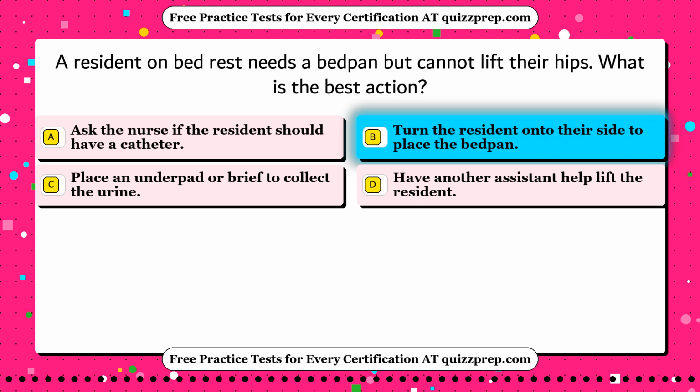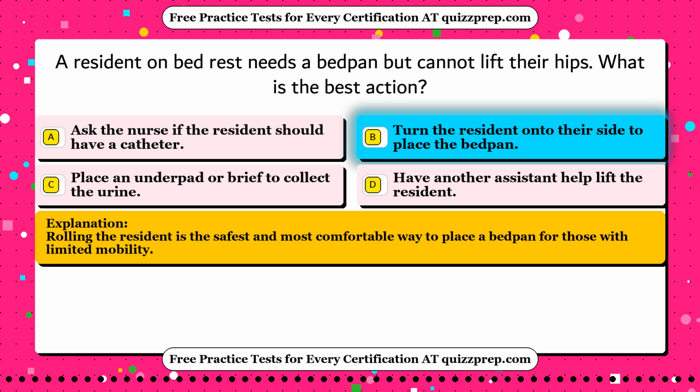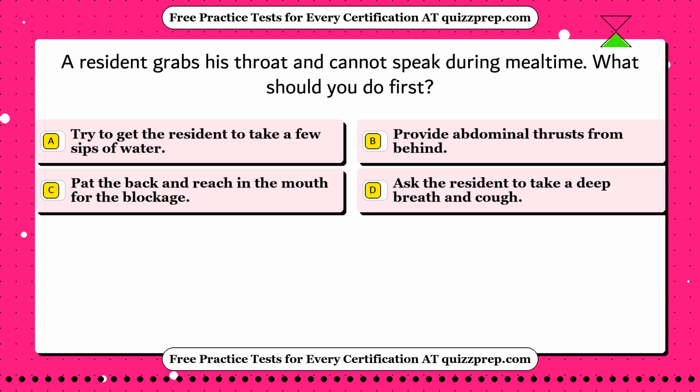The correct answer is option B. Turn the resident onto their side to place the bedpan. Rolling the resident is the safest and most comfortable way to place a bedpan for those with limited mobility. Question 23. A resident grabs his throat and cannot speak during mealtime. What should you do first?